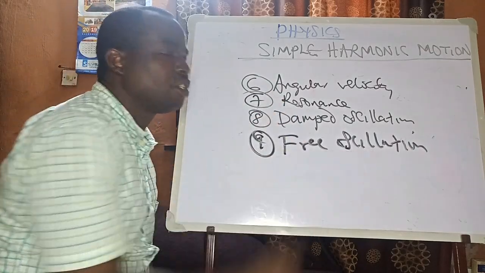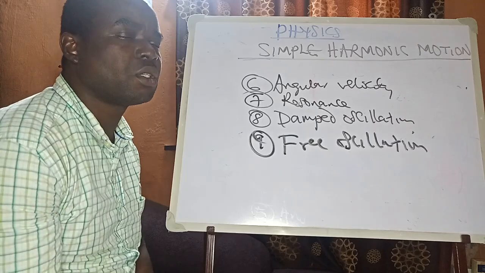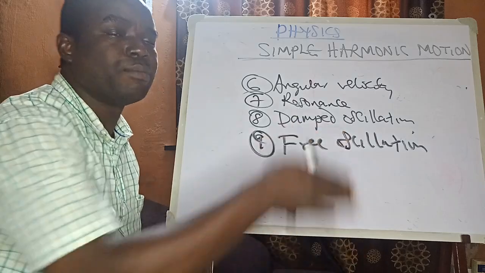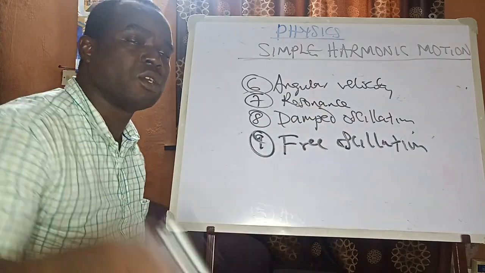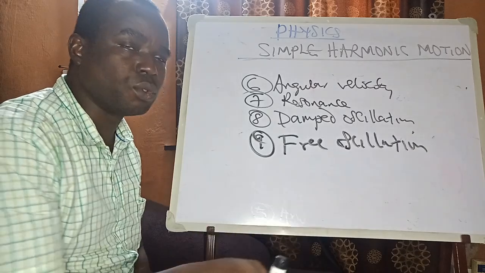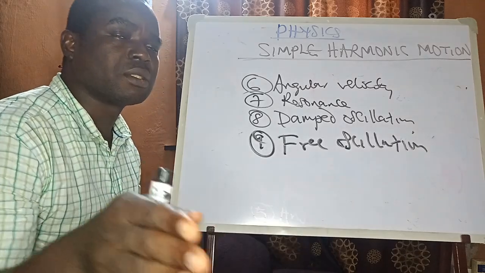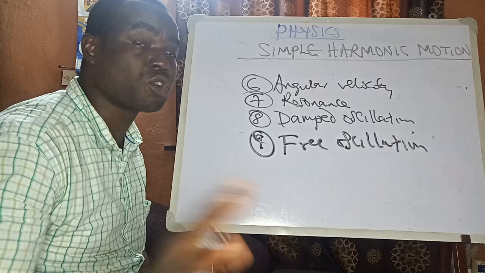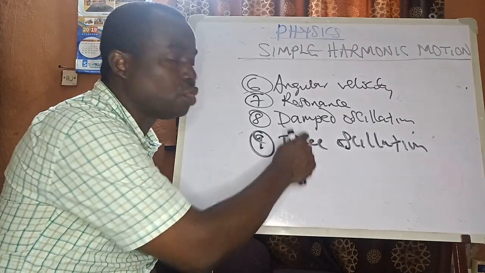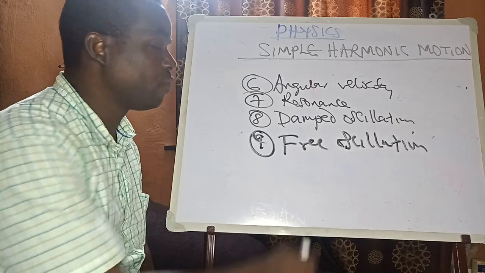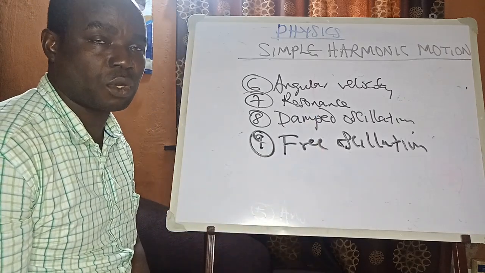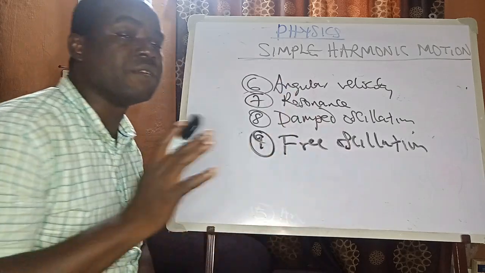Then what is free oscillation? Free oscillation is a condition in which an oscillating body continues to oscillate with a constant amplitude. Take note. Constant amplitude is what? Free oscillation. That means the thing doesn't come to rest. Okay, so if it is damped oscillation, it comes to rest. But if it is free oscillation, it doesn't come to rest. Okay, so please take note of these definitions.